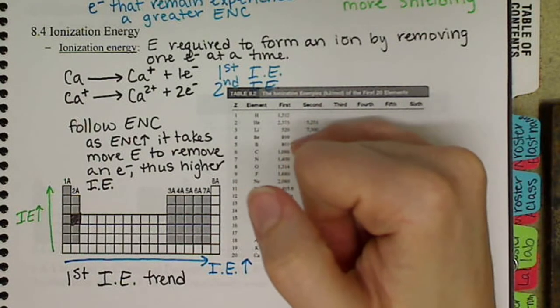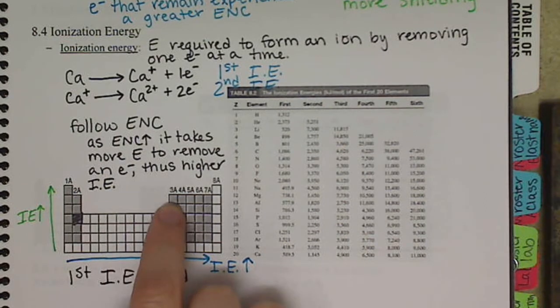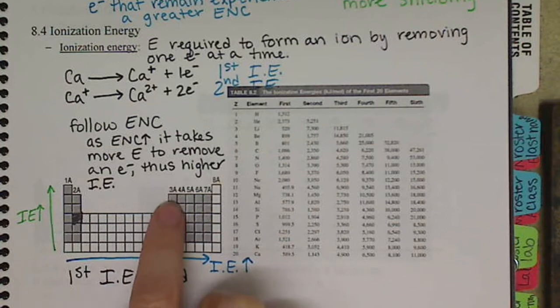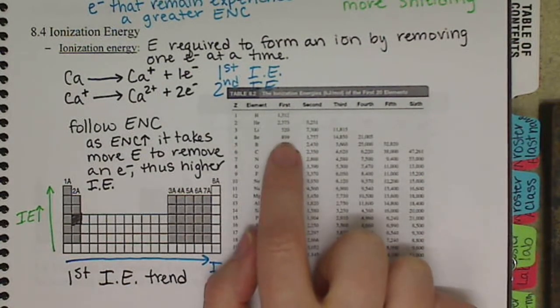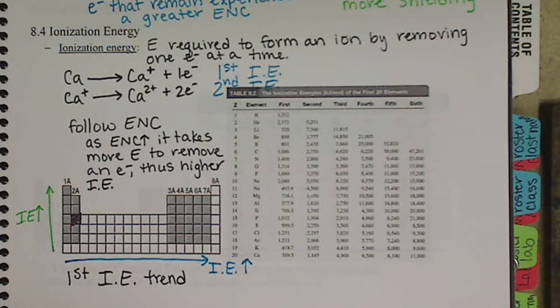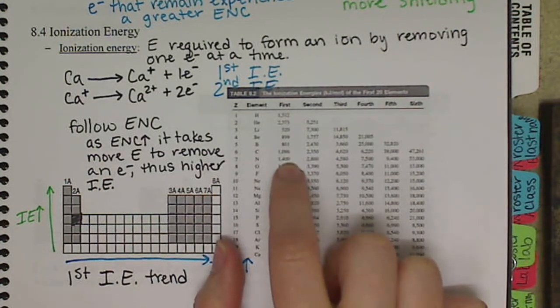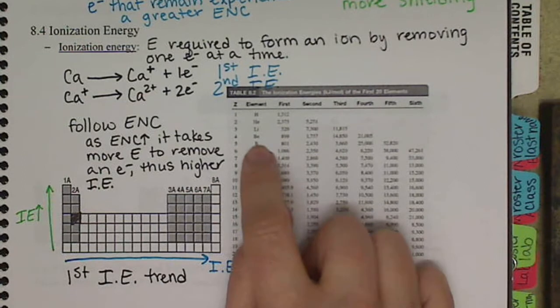Beryllium and boron. Beryllium's here, boron's over there. We would expect that the ionization energy would increase, so we would expect that boron would have a higher energy than beryllium. Also, another thing that we see, nitrogen and oxygen have this same flip-flop. So do magnesium and aluminum, which are located underneath beryllium and boron.